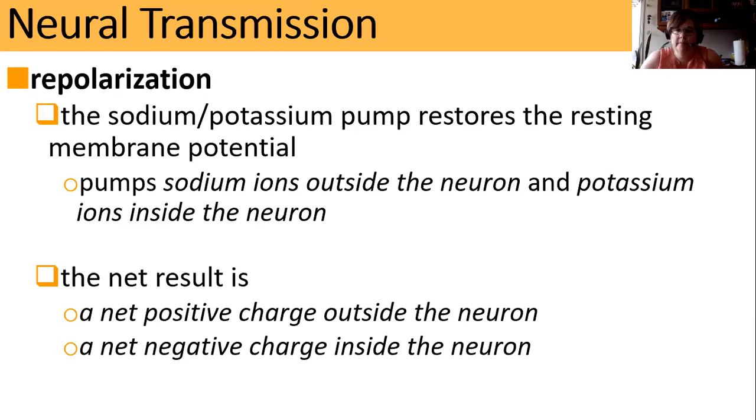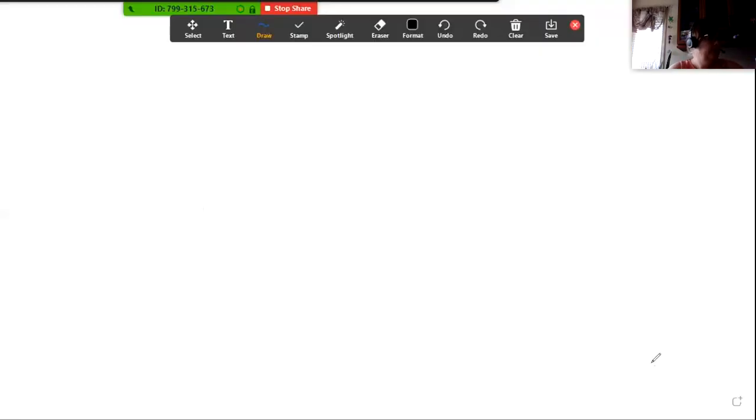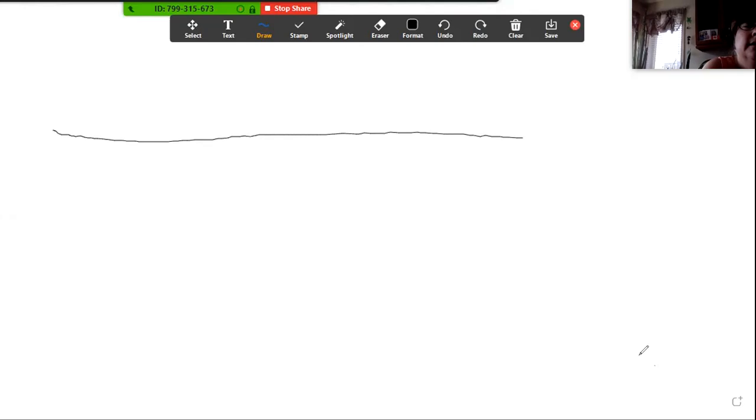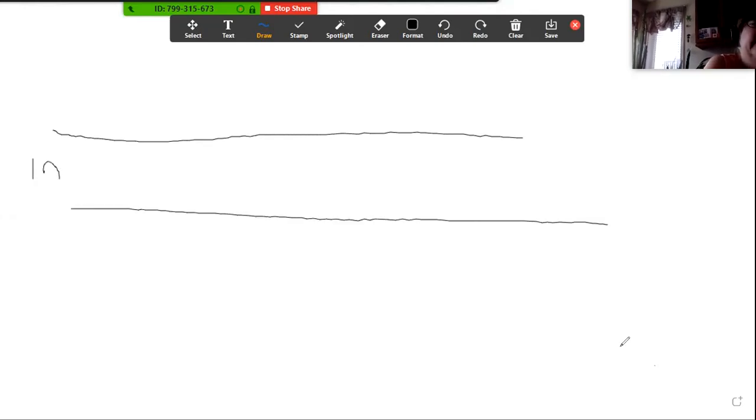Okay, so let me draw a picture of that. I've drawn a picture of the other two states, so let's draw a picture of this one here. I'm just going to go to my whiteboard. All right, so when I'm thinking about this, there's my neuron. I've got the inside, and I'm just thinking about the axon because it's easier to draw, and the outside of my neuron.